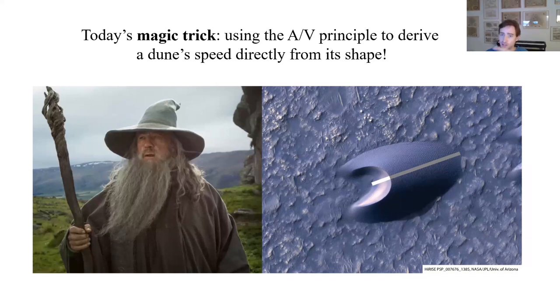So we're not looking at time series. We're basically comparing the predicted speed to the time series, to validate whether our prediction is correct. But what I'm essentially showing is that the shape of the dune is directly related to its speed, and it is related intimately to this surface to volume ratio idea.